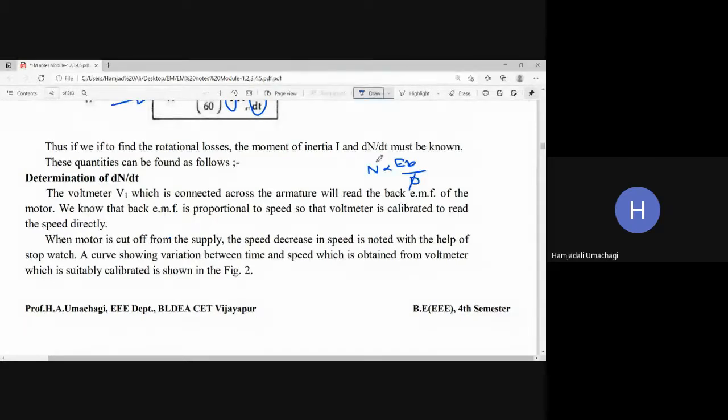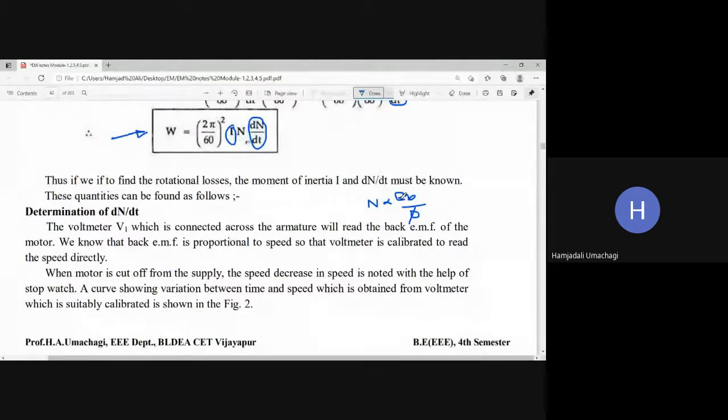Yes or no? So here, if I am reading this back EMF, which is nothing but the voltmeter connected across the armature, I should read V1. If I read voltmeter V1, it is as good as reading the speed here. So whenever you disconnect the power supply, the voltage will start to decrease. If voltage decreases, then EB will start to decrease. If EB decreases, then speed will start to decrease.